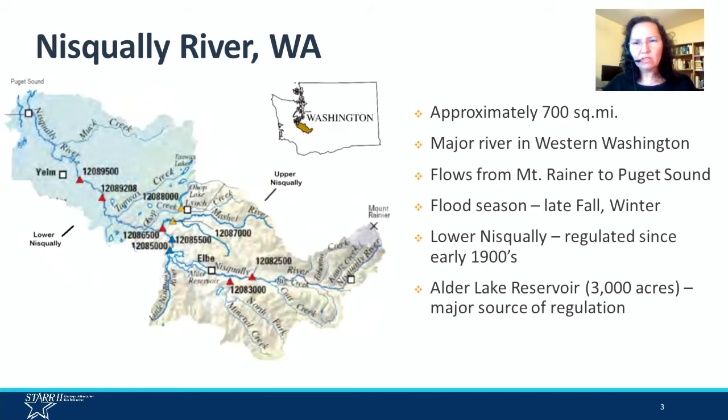One important characteristic of Nisqually River flows is regulation. Since the early 1900s, the lower Nisqually has been affected to some extent by flow regulation. And for the past 70-plus years, the most significant source of regulation has been Alder Lake Reservoir.